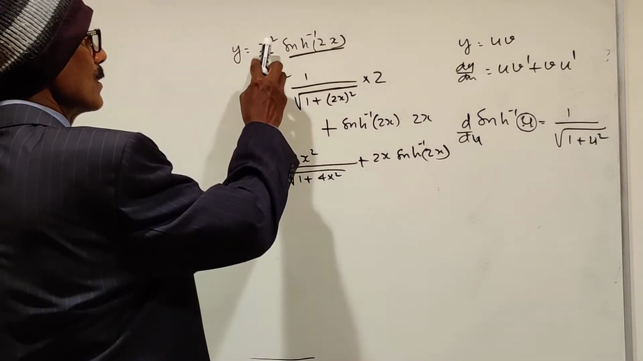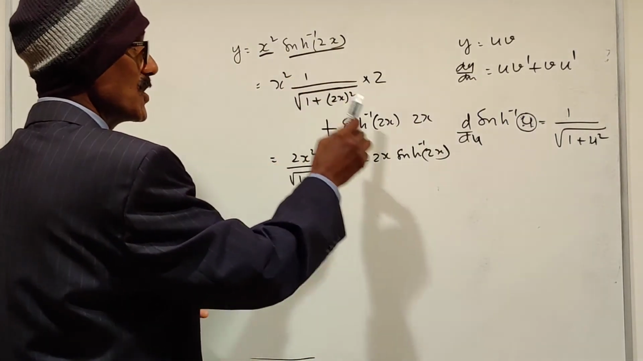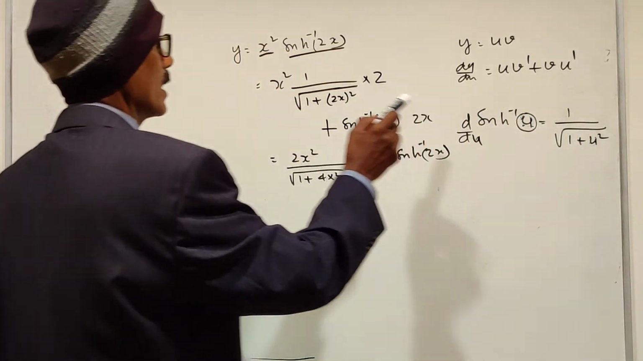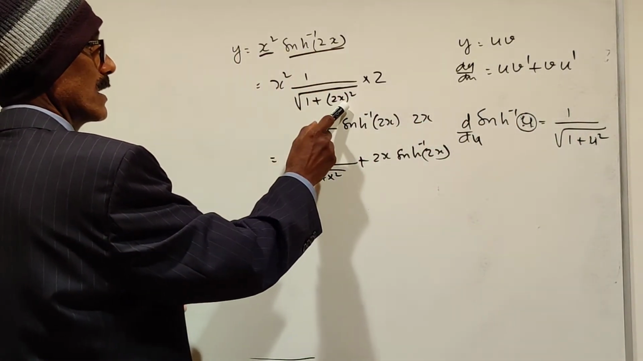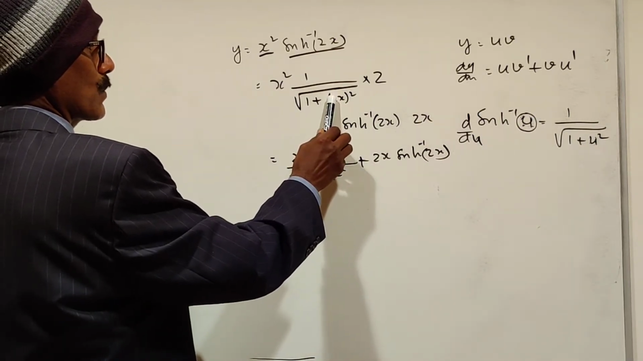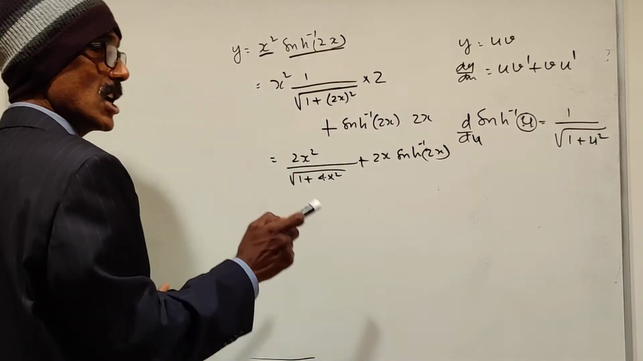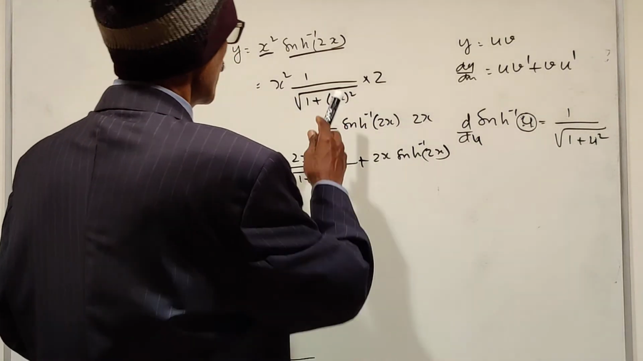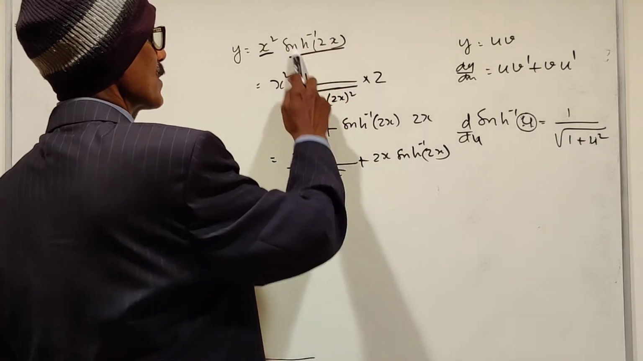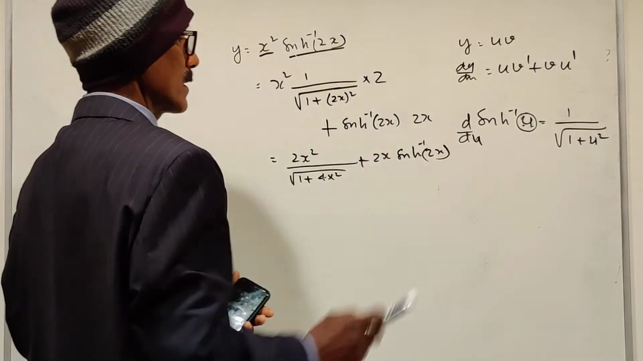See, first function into the derivative of the second. The derivative of sin h inverse u is 1 by square root of 1 plus u square. What is u here? 2x. That is 4x square: the square of 2 is 4, and the square of x is x square. Then by the chain rule, the derivative of 2x is 2, so 2 times 2, plus the second function v into the derivative of x square, 2x. That's the answer.